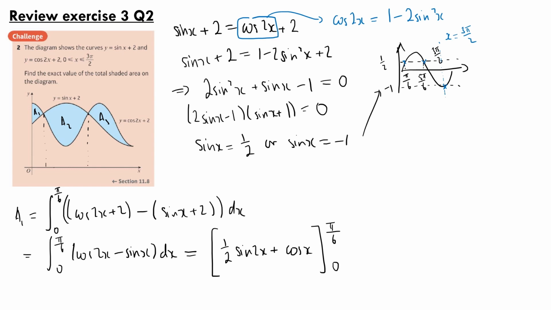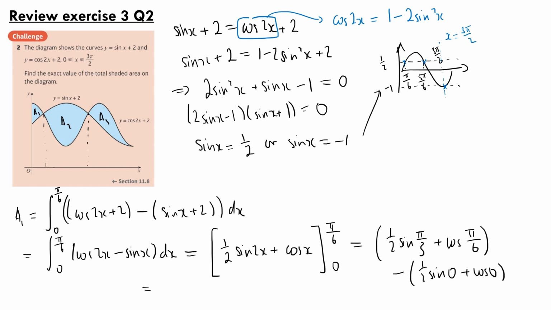And so we get that is equal to a half sine of pi over 3 plus cos pi over 6. And then we've got minus a half sine 0 plus cos 0. And so we've got a half times root 3 over 2, so we've got root 3 over 4, plus cos of pi over 6, which is root 3 over 2. And then we've got minus a half sine of 0, which is 0, plus cos of 0, which is 1. And so we get 3 root 3 over 4 minus 1. So that is the area of region 1.